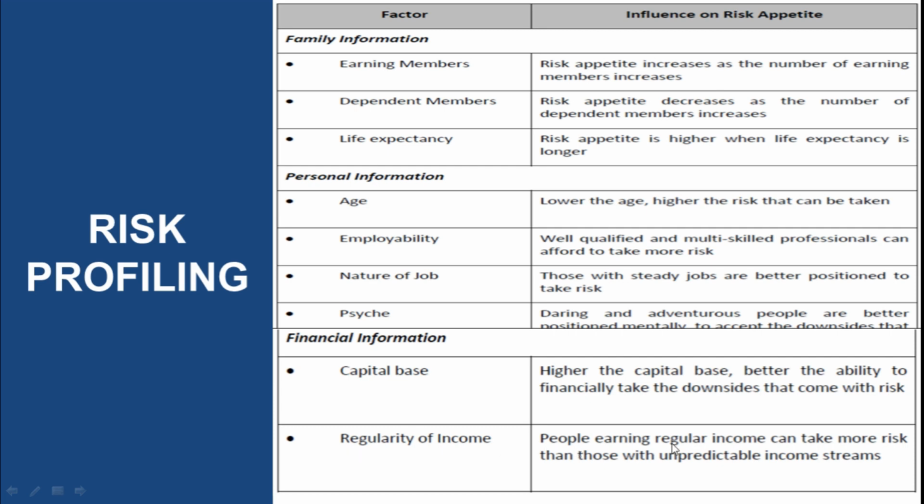Regularity of income. People earning regular income can take more risks than those with unpredictable income streams. So again, if your income is stable, if you are earning regularly, if you are assured of your income, you would be able to take higher risk as compared to those people who are not sure of their job, who are not sure of their income streams, the income streams that are unpredictable. So they won't be able to take higher risk.